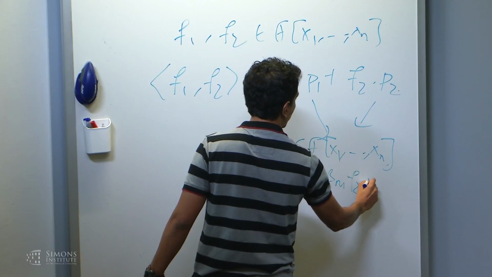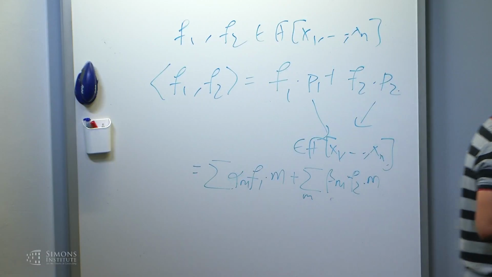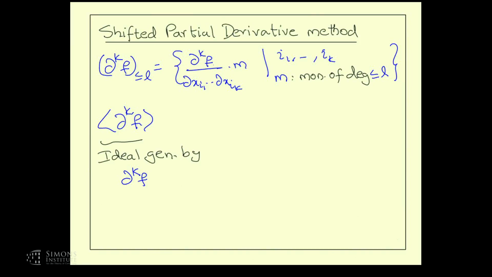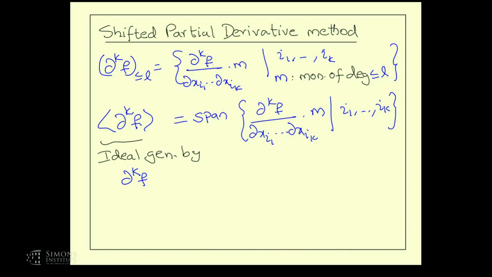And similarly, the second term can be written as a linear combination of f2 times a monomial. Okay, so the ideal generated by f1 and f2 is in the span of the shifts of f1 and f2, right? Because f1 times m is exactly what you get when you shift f1. Similarly, shift f2. So in general, the ideal generated by the kth order partial derivatives of f is exactly things which are in the span of all shifts of the kth order partial derivatives of f, with no bound on the degrees of these shifts.